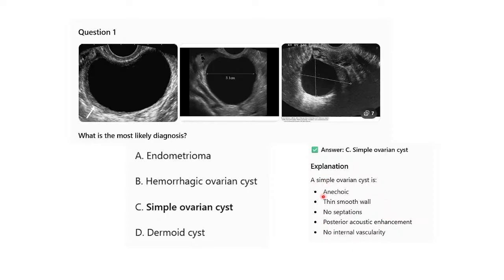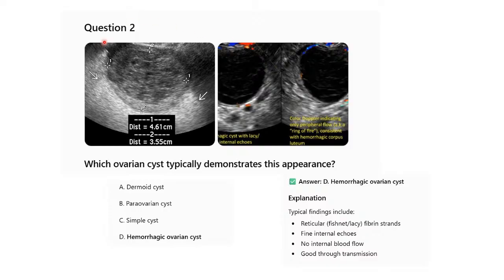Those are the things that you have to look into before you just jump. So in this case presentation, I am going to present you with question number 2. We have this lesion here, and I need you to come up with a diagnosis. Which ovarian cyst typically demonstrates this appearance? You can see that's the reticular pattern that we are having there. A, dermoid cyst.